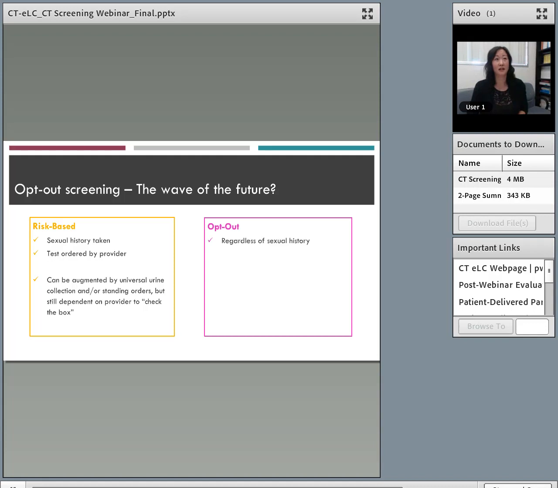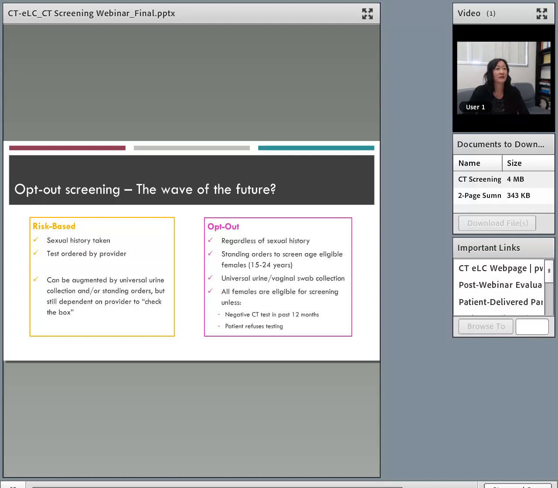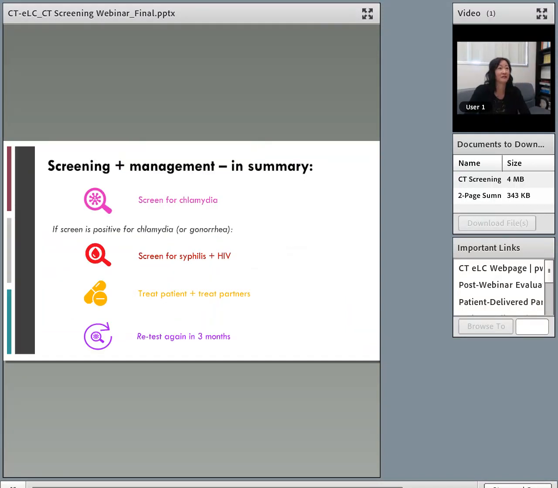What's being tested right now is an opt-out model, which is regardless of sexual history. So in some circumstances, they don't take a sexual history. They just order urine on everybody in a certain age range, and universally collect either a vaginal swab or a urine, regardless of sexual history. Basically everybody gets screened unless they've had a negative screening test in the last 12 months or the patient refuses. And there's a little script to say, in this practice we screen everybody in this age range for chlamydia, and the patient has to refuse verbally to not get a chlamydia test.